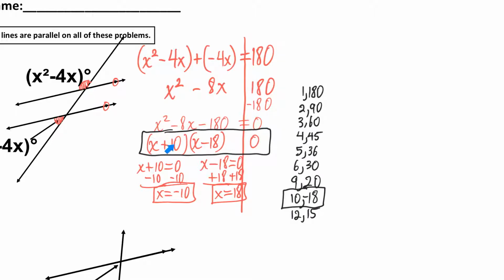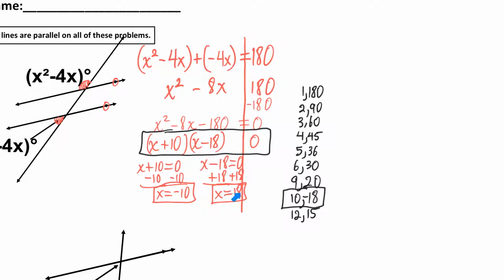If I would have left this as 10, if I would have said x is 10, what's 10 plus 10? 20. And then if I would have had 10 here, so 10 minus 18 would be what? Negative 8. So 20 times negative 8 would be what? Negative 160 and not 0.